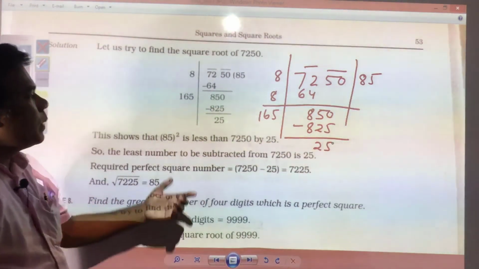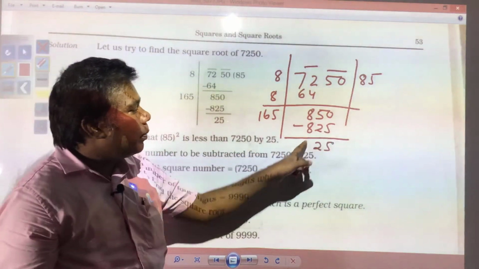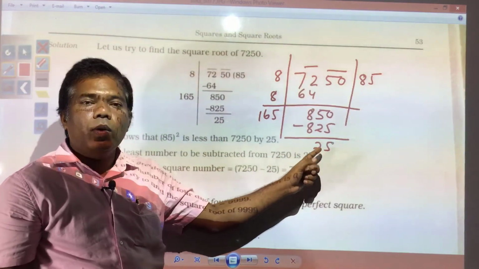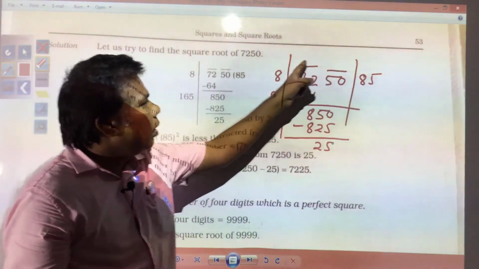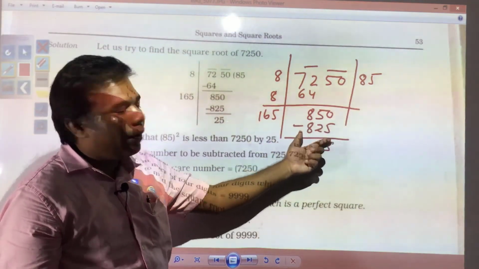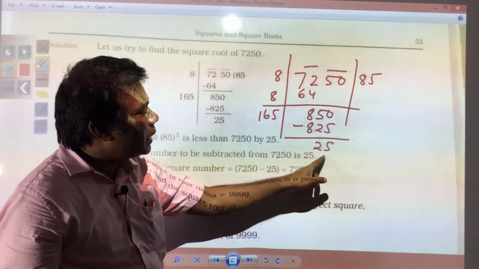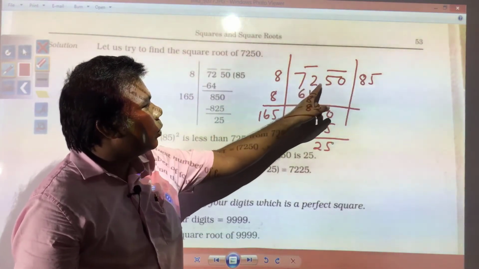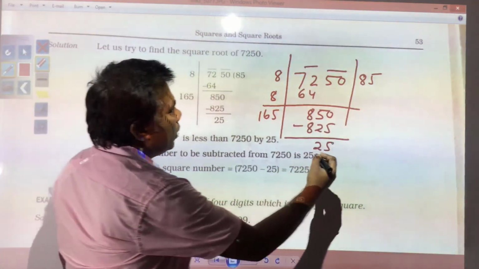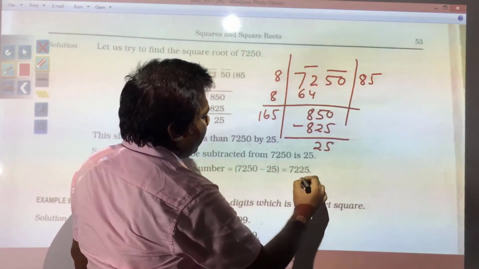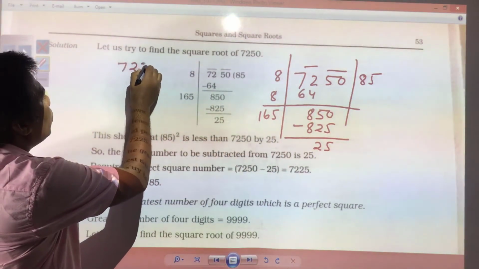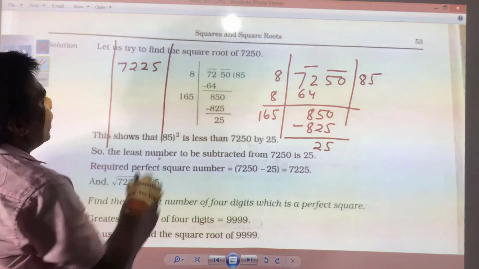Just you see, if this 25 would not be there in this number, perfectly it would be divisible, perfectly you could have divided. So, if you subtract this number from 7250, you will get a perfect square. You can check also. Suppose you subtract 25 from 7250, you will get 7225.